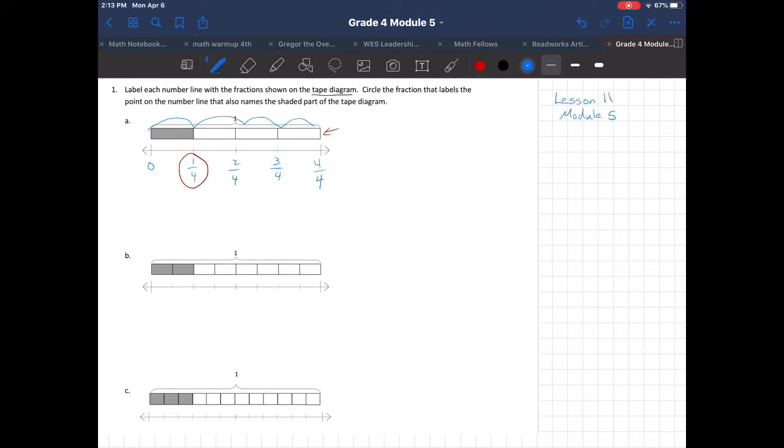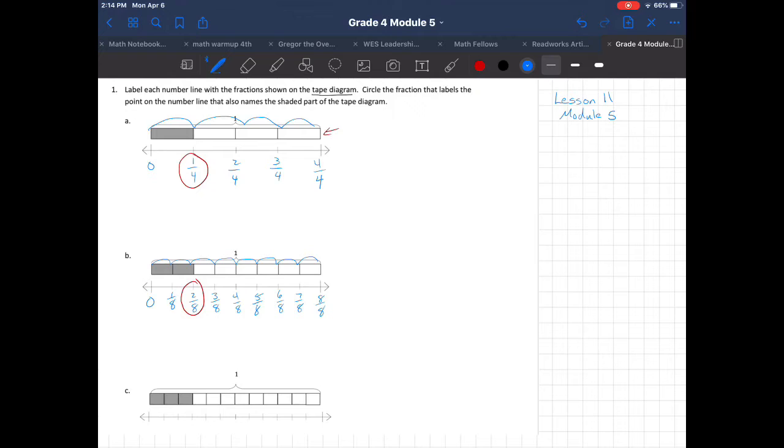B, we've got 1, 2, 3, 4, 5, 6, 7, 8. These are eighths. 1/8, 2/8, 3/8, 4/8, 5/8, 6/8, 7/8, and 8/8. 2/8 again is what's shown there.